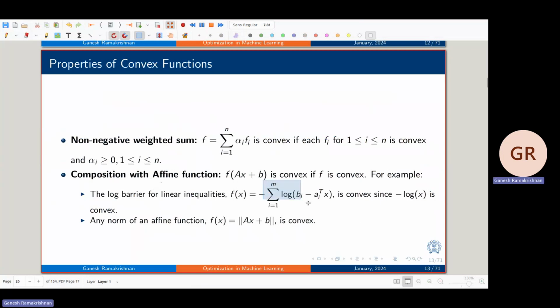Now it turns out that log of b_i minus a_i transpose x is convex, because minus of log x is convex. So log is convex. We'll show how log is convex. For log to be convex, you can also use first principles. Not difficult. Log x is convex by first principles. And minus log of b_i minus a_i transpose x is convex because it's a composition, right? It's a composition of a function with an affine transformation of x.